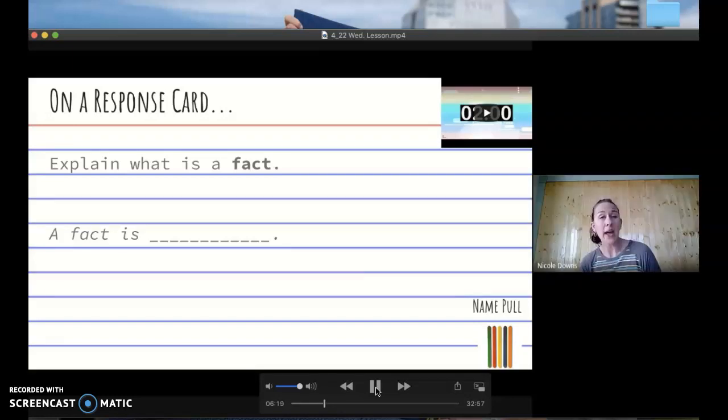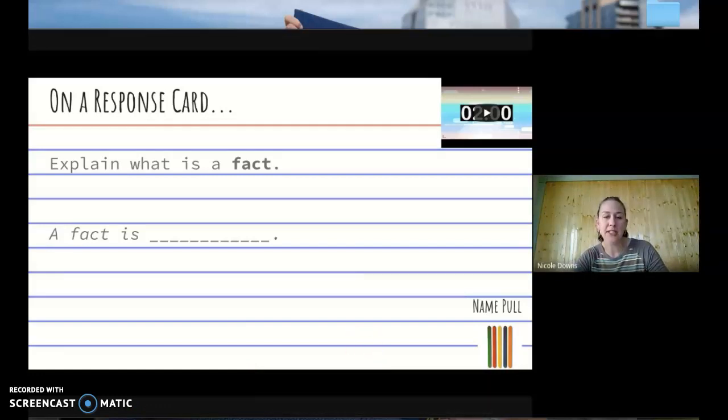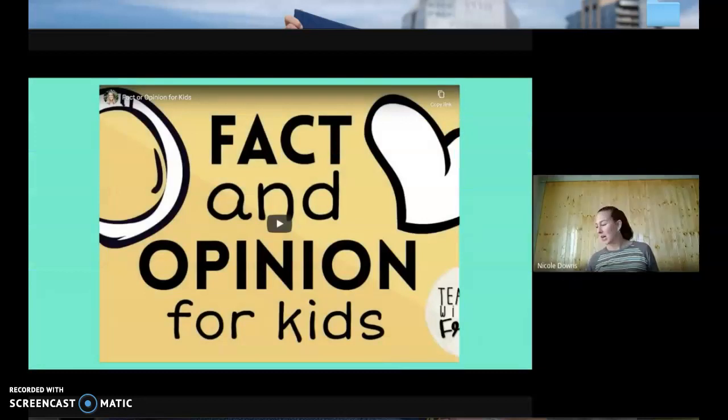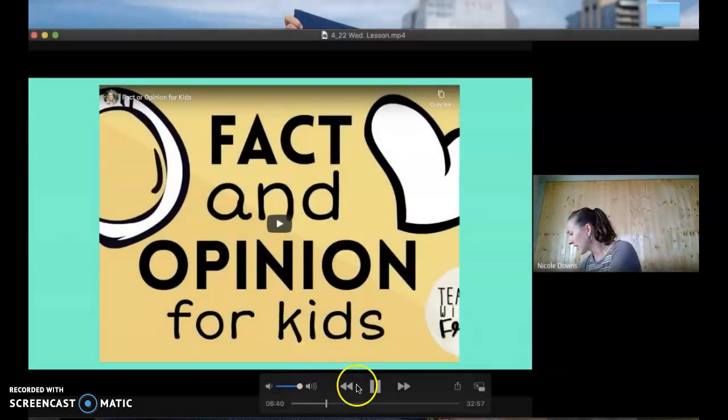Okay, so if it's history in a museum, that means it's a real thing. So you're right. A fact is something that is true. It's factual information. When we're writing, if I'm writing an informative piece, I'm going to be using facts. So I want to make sure you guys know the difference between a fact and an opinion.